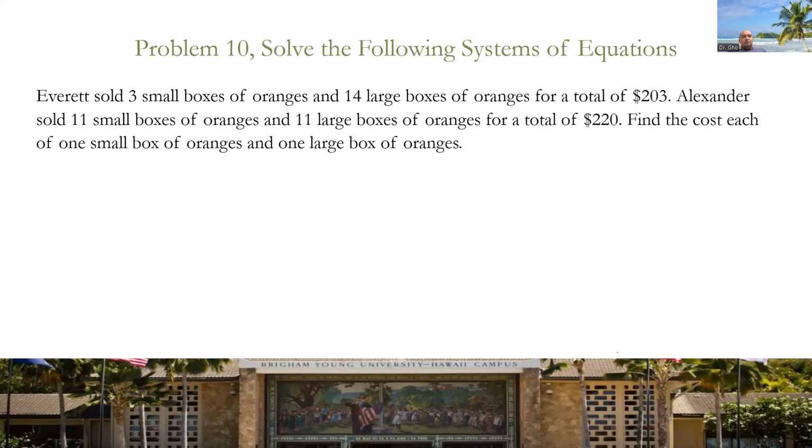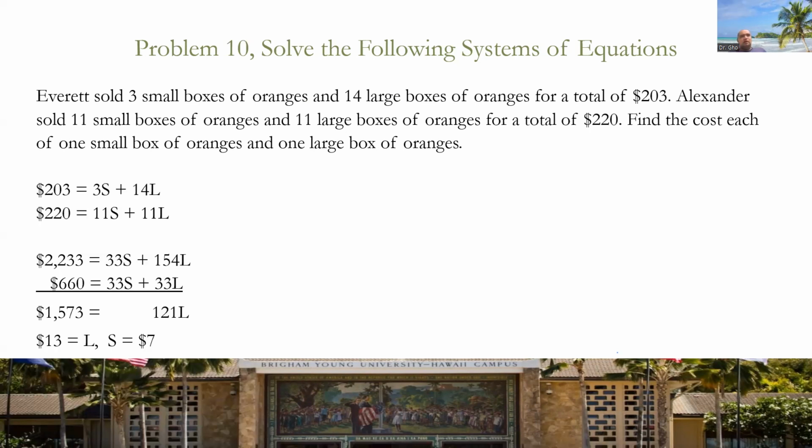And then let's look at the very last problem. There are 3 small boxes and 14 large boxes of oranges that end up costing 203. 11 small boxes and 11 large boxes equals 220. Let's find the cost for each of these.